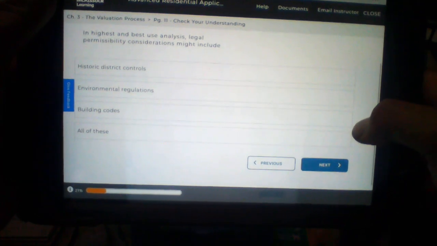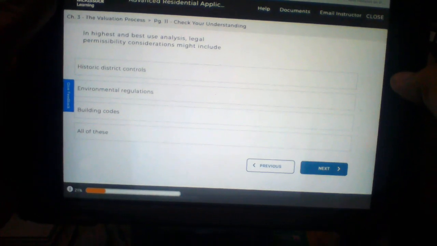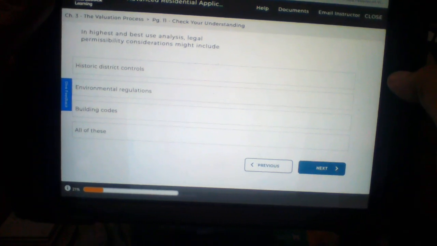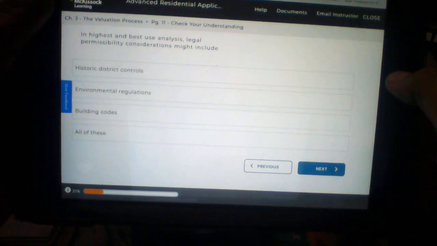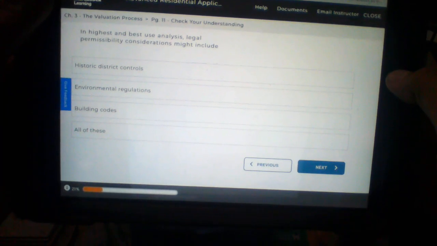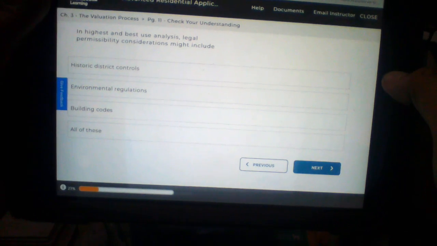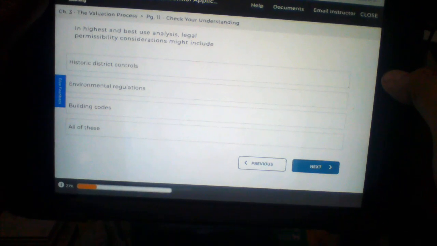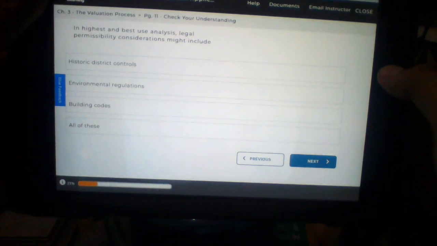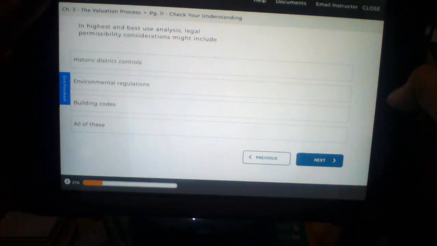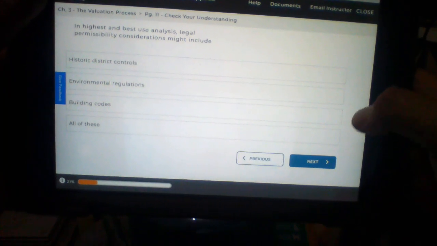Number 2, the highest and best use analysis. Legal permissibility considerations might include A, historic district controls. B, environmental regulations. C, building codes. Or D, all of these. I'm going to go D, all of these.